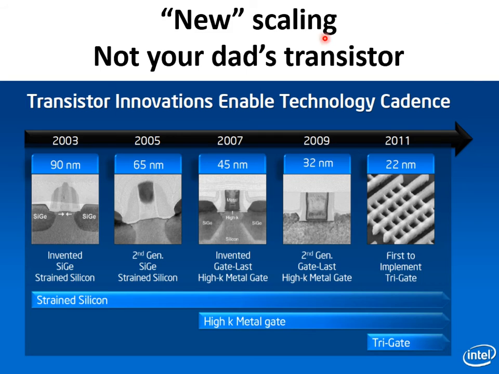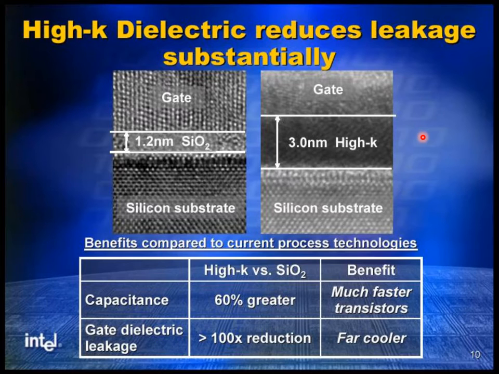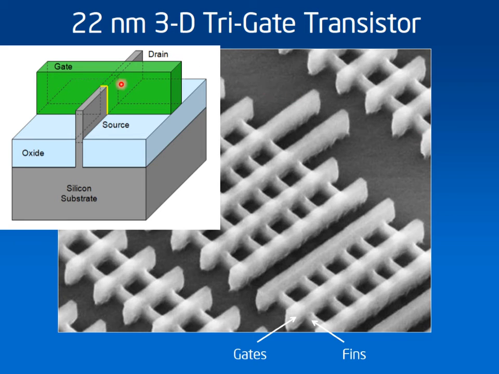So let's go back here. 2003, strained silicon. 2007, high-K dielectric and metal gate. And 2011, vertical transistor, a tri-gate transistor. The third revolution in the fabrication of transistors. This is a modern transistor. This fabrication process was introduced by Intel in 2011.